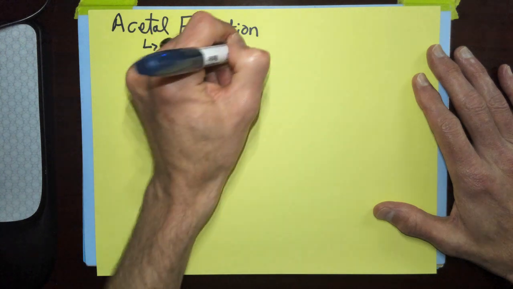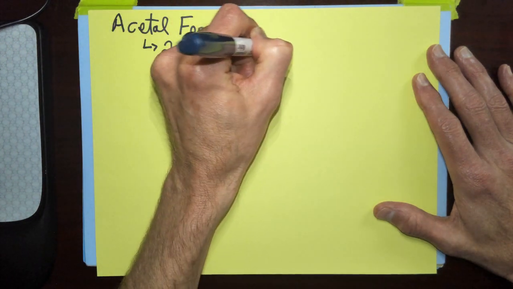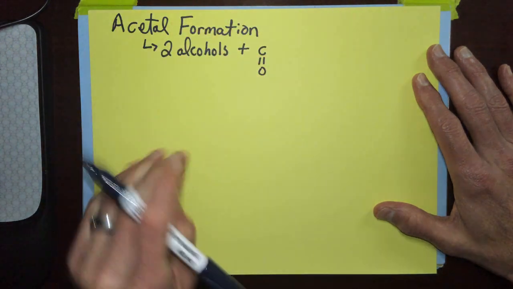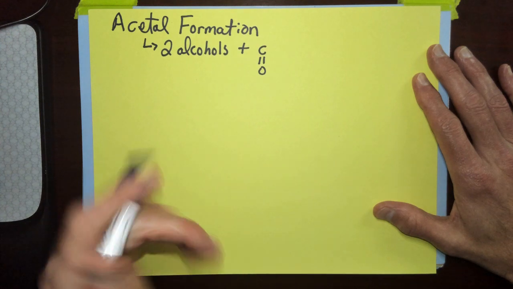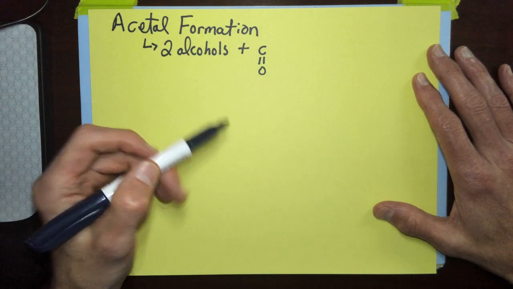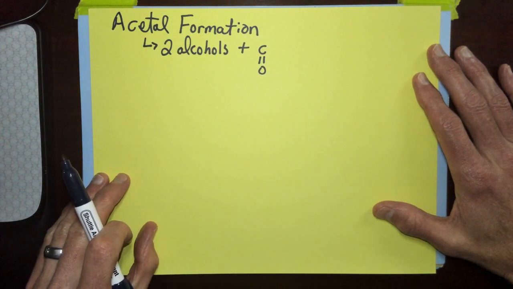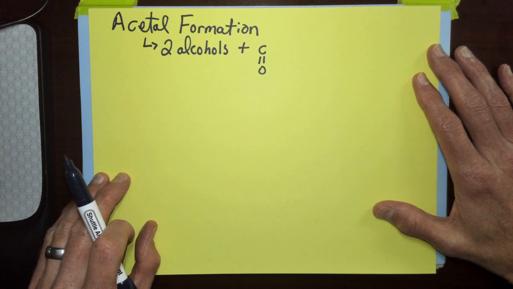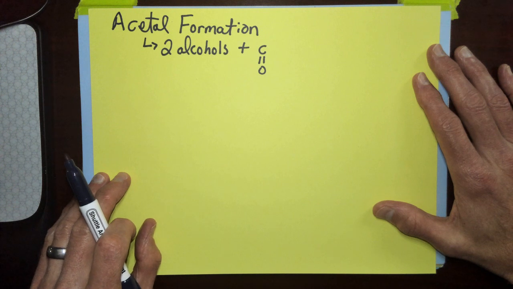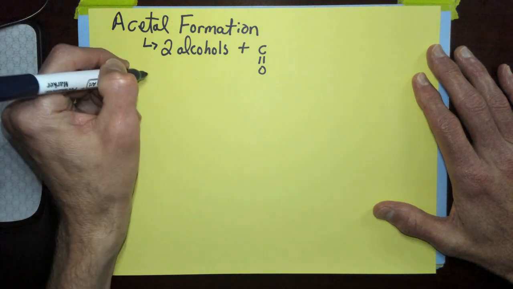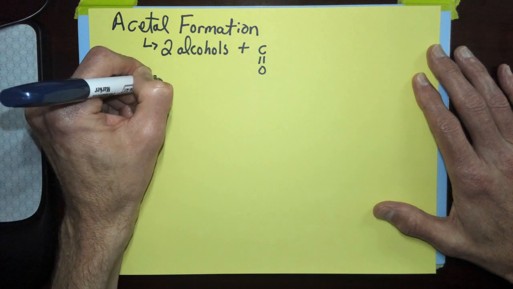add to the carbonyl group of either an aldehyde or a ketone. And we're still using the acid catalyst as well. So an acetal group contains two alkoxy groups attached to the initial carbonyl. So we're looking for something like this.